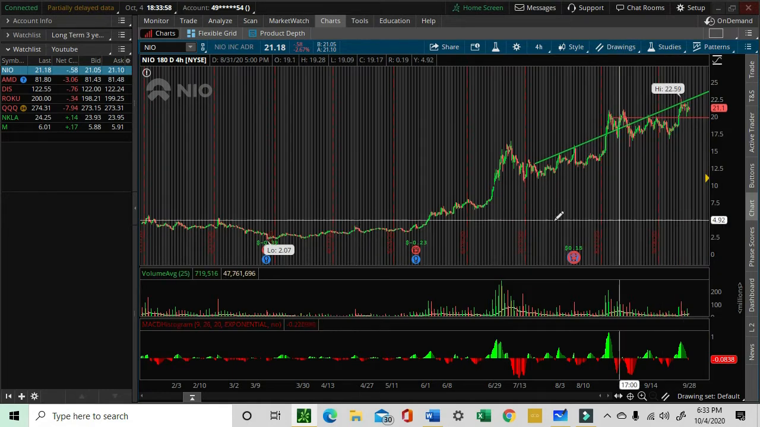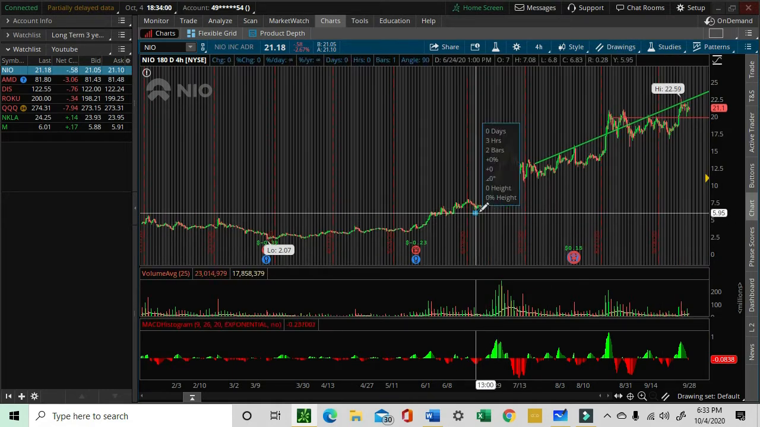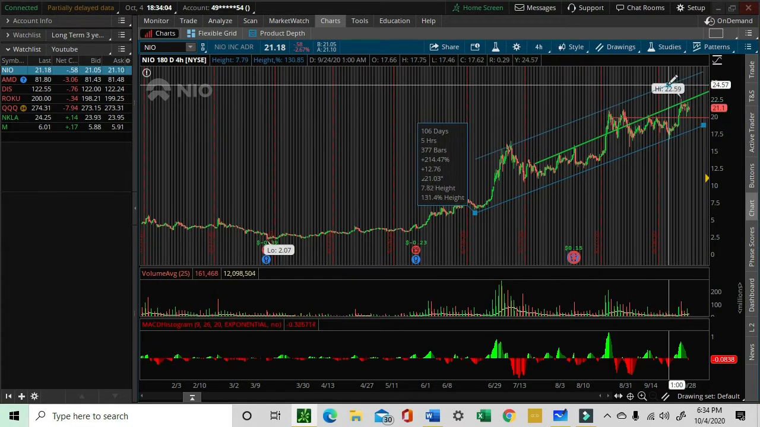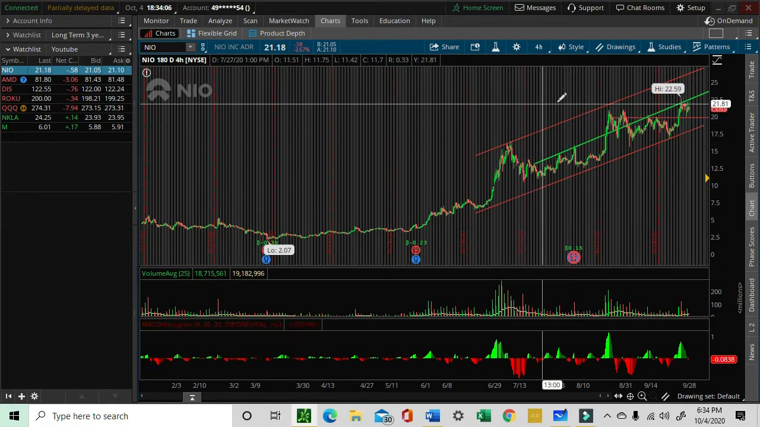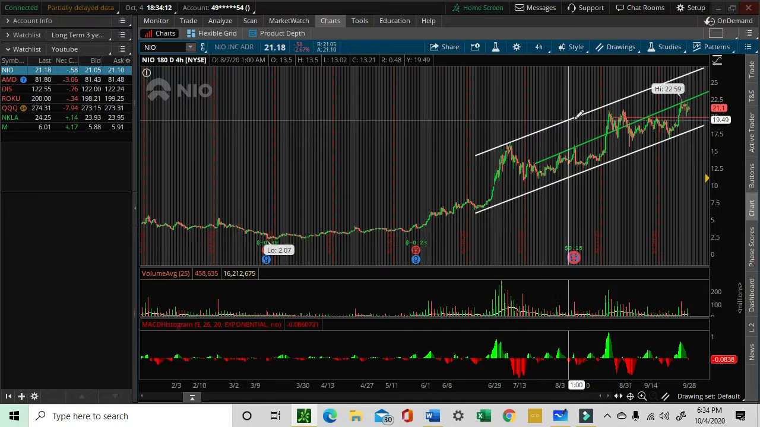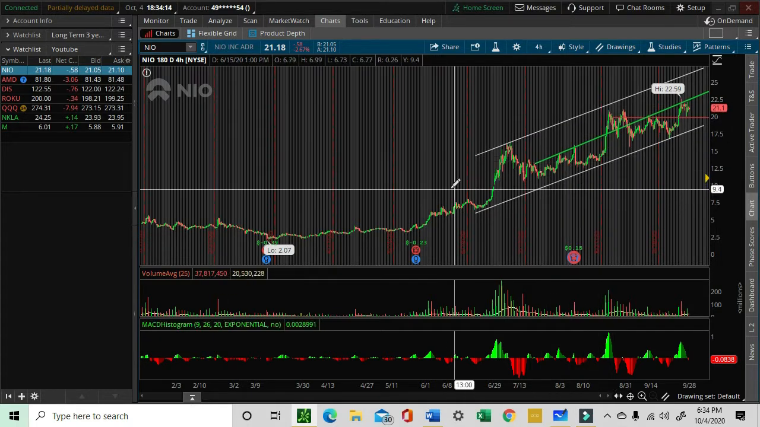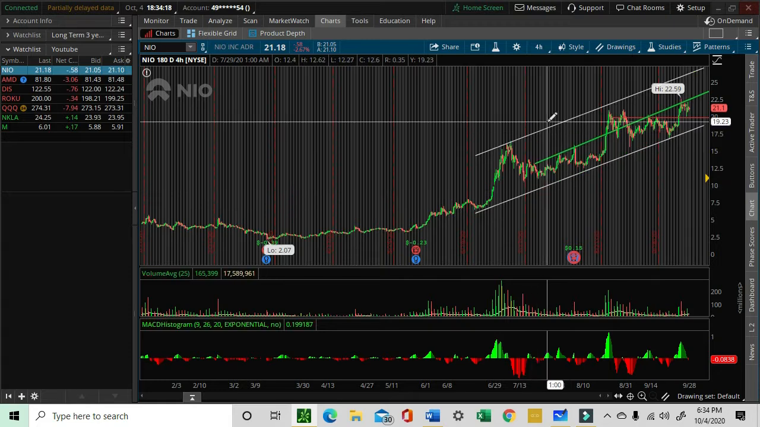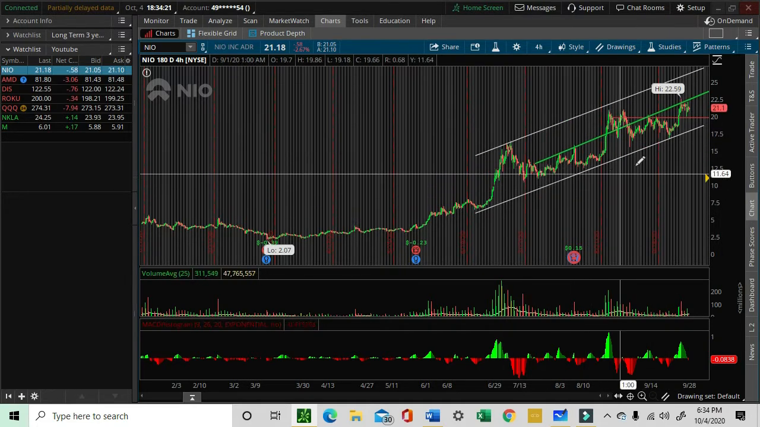So we grab the channel, and now we draw the channel line up, and then just pull here. Now we just created our channel. See that? And now we change it to whatever color. We got our channel, right? So channel is one way to see where support and resistance are, and the trend line is just one line.